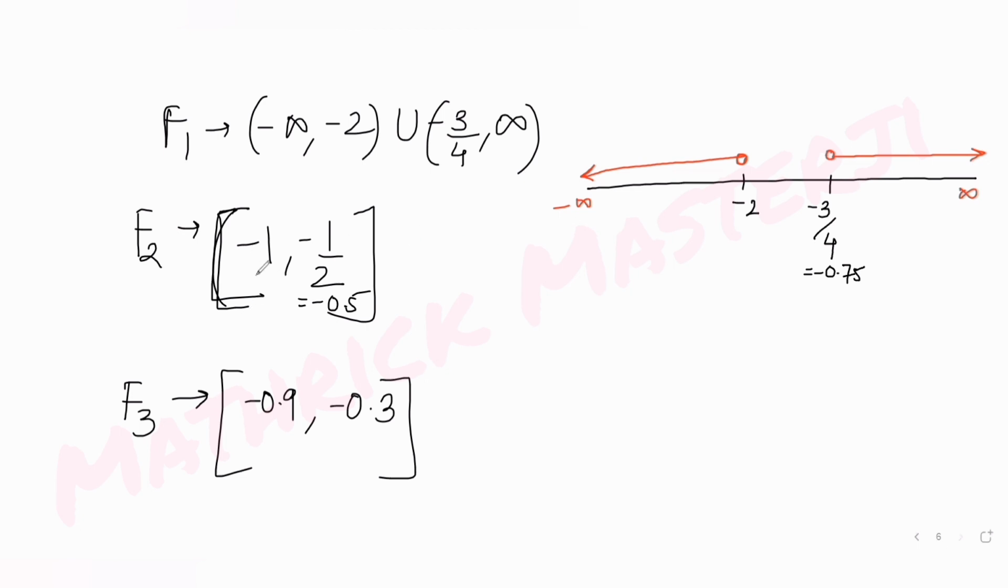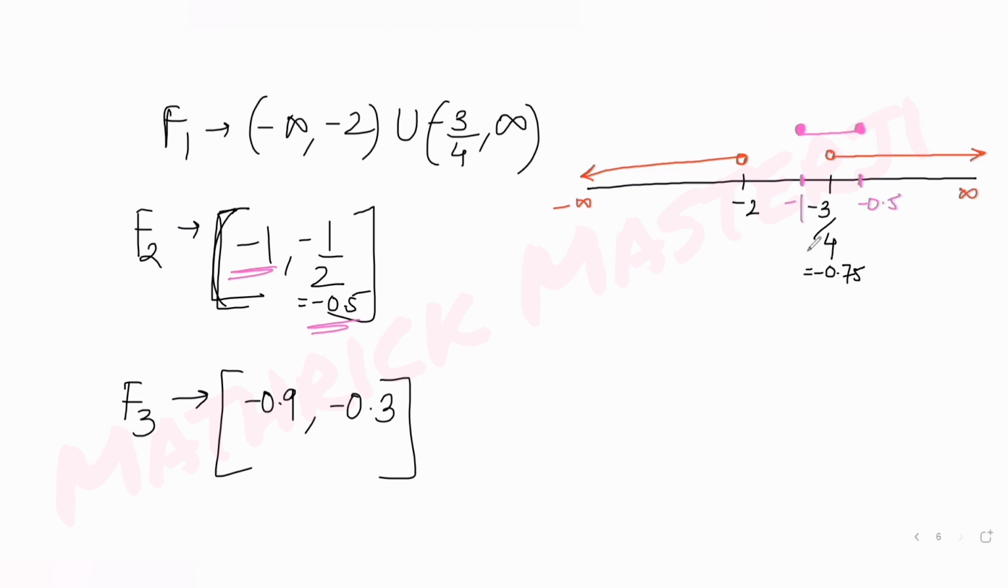The second, if I draw, it goes from minus 1 to minus 0.5. So let's say minus 1 is somewhere here. So from minus 1, you have a filled hole and it goes till minus 0.5. So let's say somewhere here. So you have this. This is your second solution set.